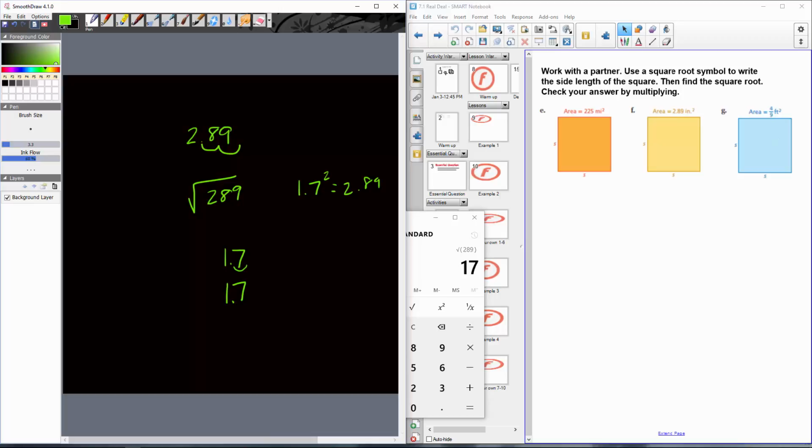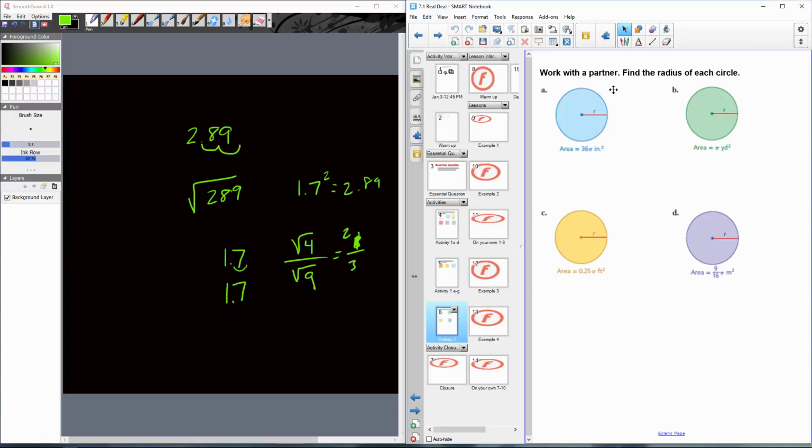For this one here, if I think about the square root of 4 over the square root of 9, I'll get 2 over 3, which is what this is. If I take 2/3 times 2/3, I get 4/9.